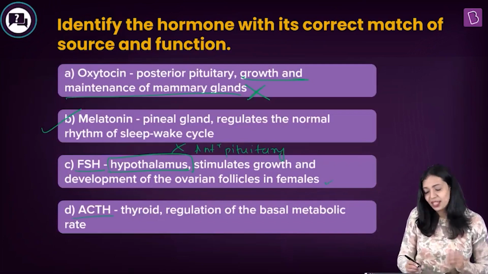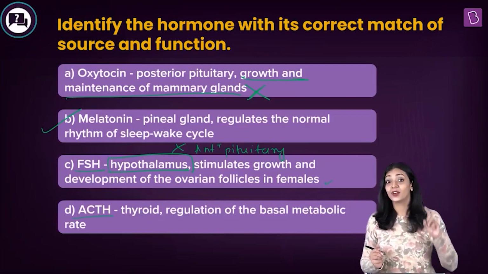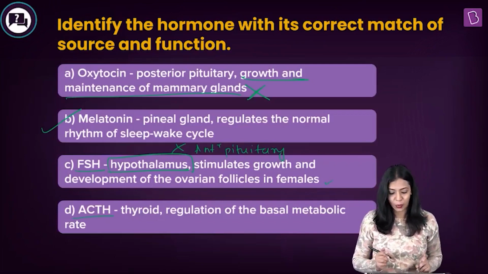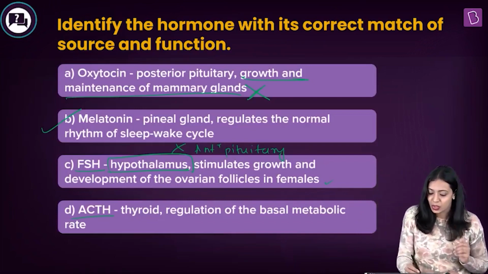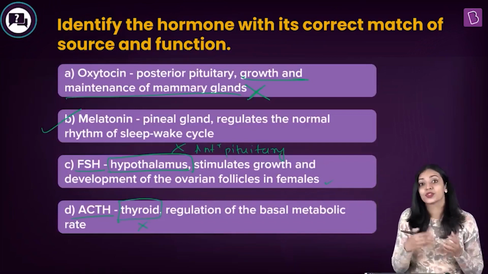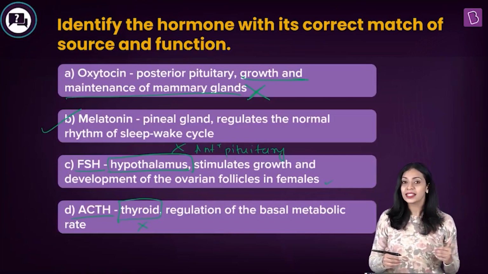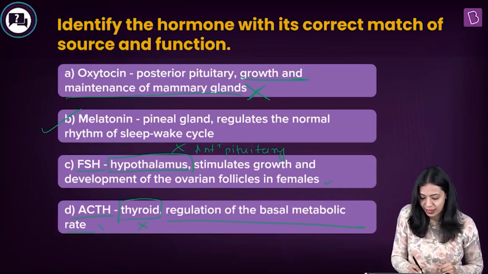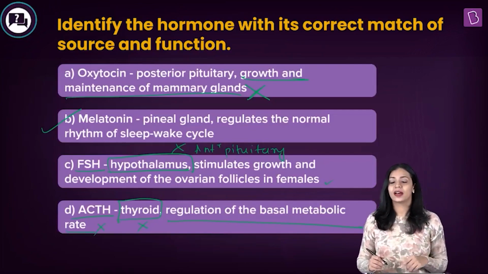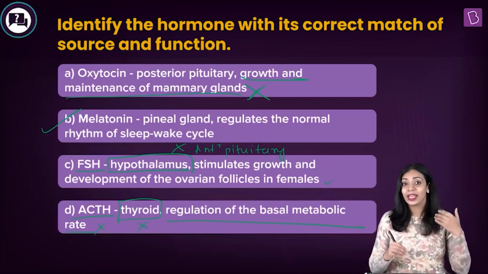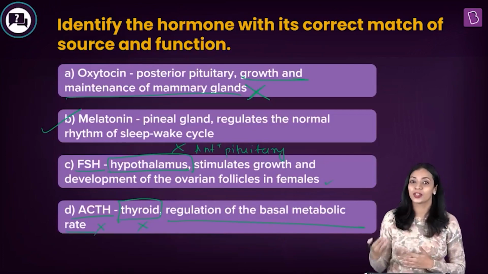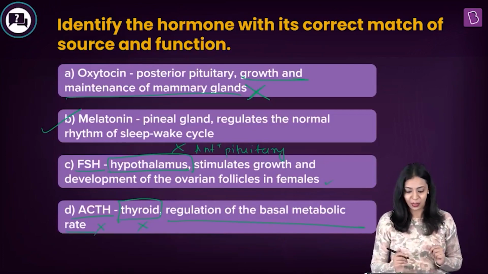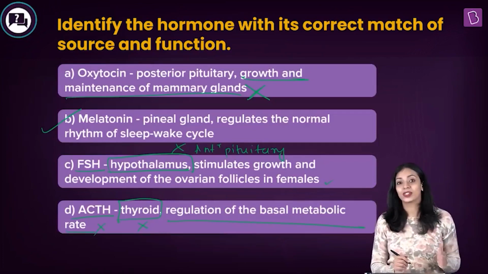Talking about option D, ACTH. ACTH stands for adrenocorticotropic hormone. Now, it is not produced by the thyroid gland. The source is incorrect. ACTH is produced by the anterior pituitary. The function also is incorrect. The function of ACTH is to act on the adrenal cortex and stimulate the production of glucocorticoids from the adrenal cortex. So the correct answer to this question is option B.